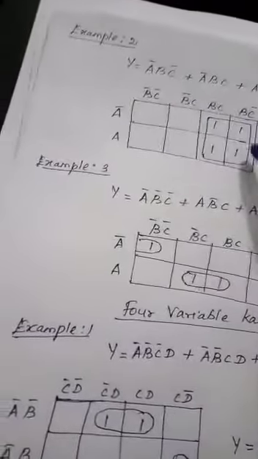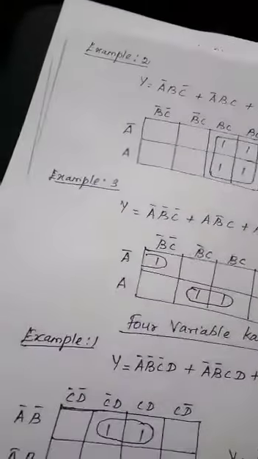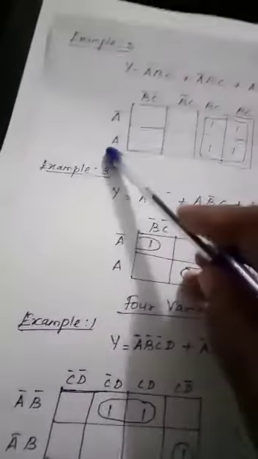So we are putting 1. Next, for the second term, and the third one is A, B bar, C bar. So A is here and B bar, C bar is here. So for the third term we have put 1 here, and for the fourth term A, B, C, here is A and here is BC. So we are putting 1.